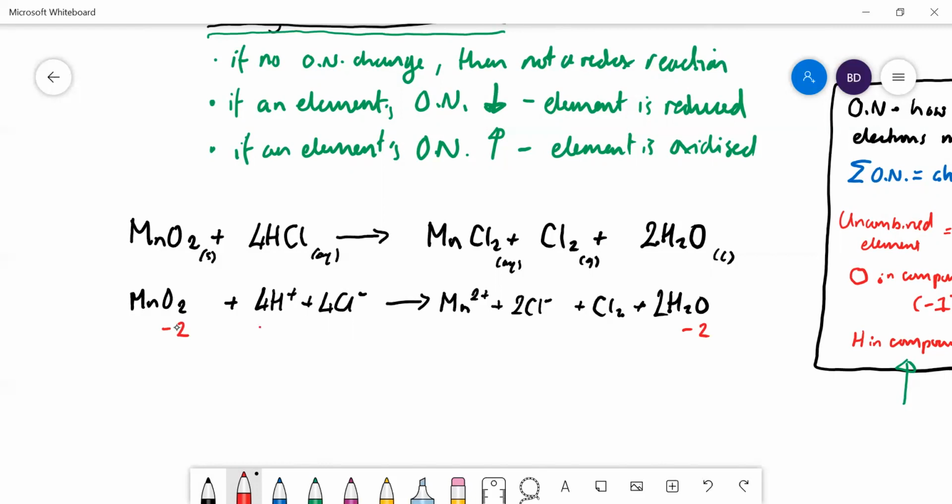Hydrogen, let's do that one. Always +1 in its compounds, and you can tell it's +1 because it's H+ there. +1 in water, so no change to the hydrogen. Right, let's look at manganese. Oxidation number of manganese there: the overall charge on the species is 0, each oxygen is -2, so that's going to be +4. Whereas here, clearly, it's a 2+ ion, it's lost 2 electrons, so it's +2. So the oxidation number of manganese has gone down, so it's been reduced.